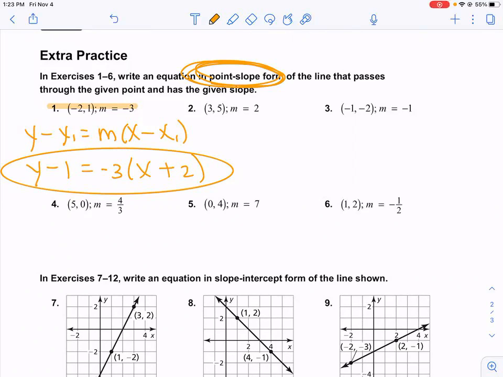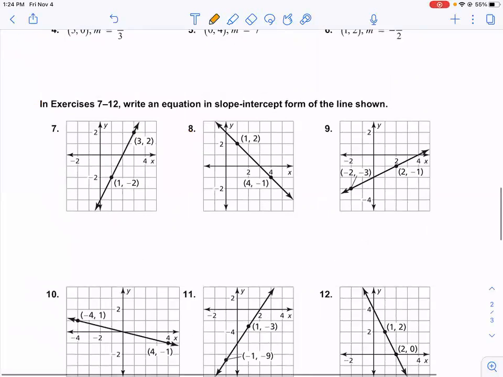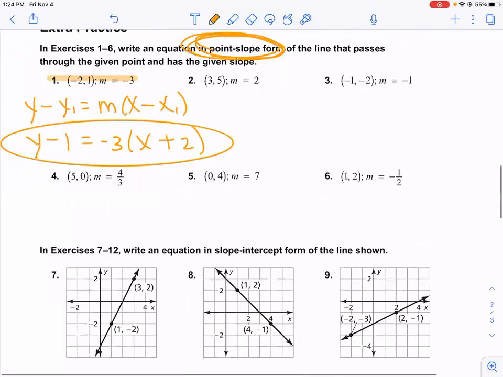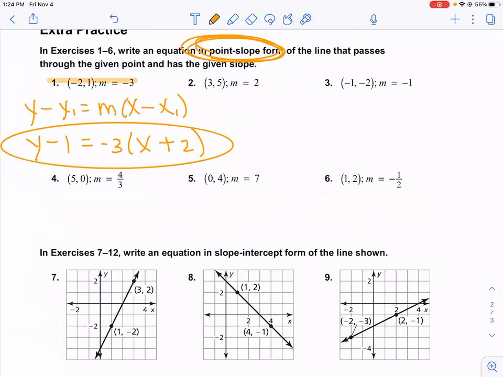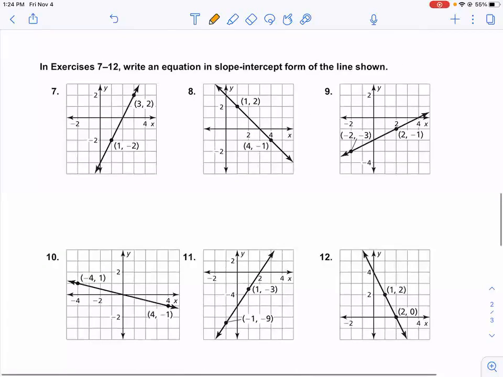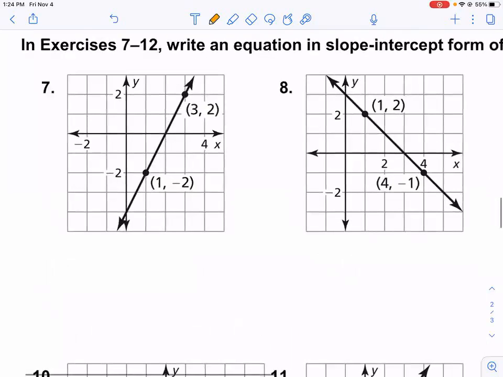Now, what I want you to notice about number 7, what form are they wanting? Slope intercept. Peyton, for writing the point slope in the coordinates, that's what you plug into the x1. Yep. The y1. Yep. Okay. Now, over here, I just wanted point slope form. Down here, I actually want slope intercept form. So let's look at number 7.